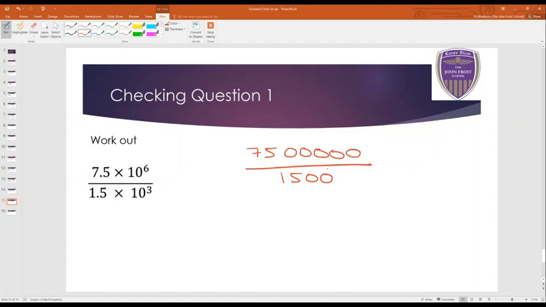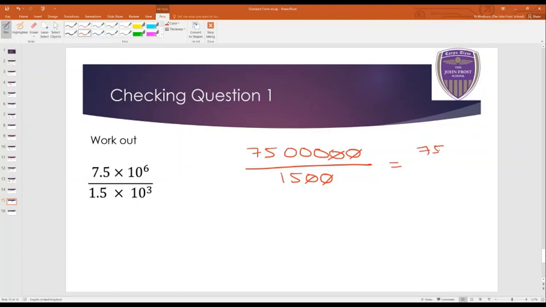Now, the reason I ask you to leave it like this in terms of a fraction is because what we can do now is simplify this fraction just by taking as many zeros off as we can. So however many zeros we've got on the bottom of the fraction, we can cancel those off the top. Technically, we're dividing the bottom by 100 to get rid of 2 zeros. So that means we'll divide the top by 100 as well.